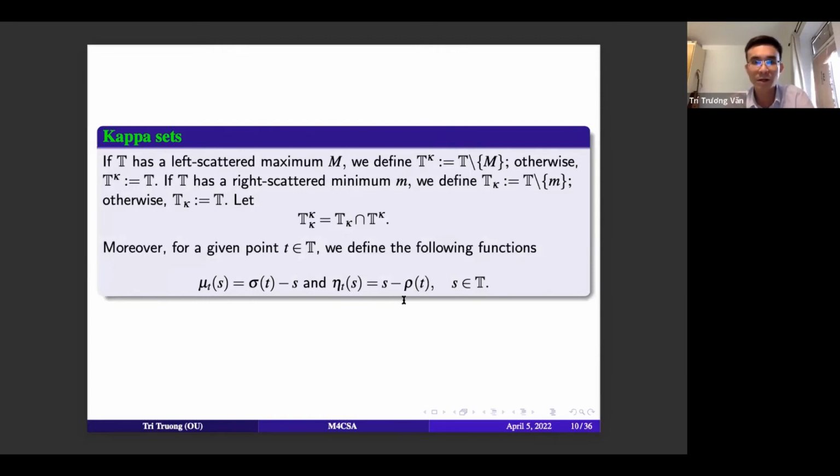For our purpose, we need the kappa set, with the definition given here. T kappa will be T minus m, where m is the left-scattered maximum of T, and T lower kappa can be defined the same way. We denote T kappa as the intersection of these sets, and we also denote mu(t,s) equal to the forward operator of t minus s, and the same for nu(t).